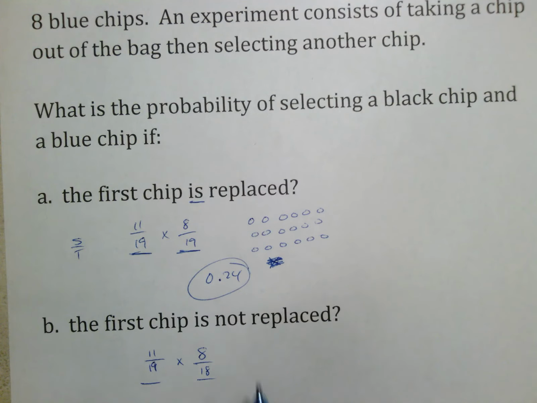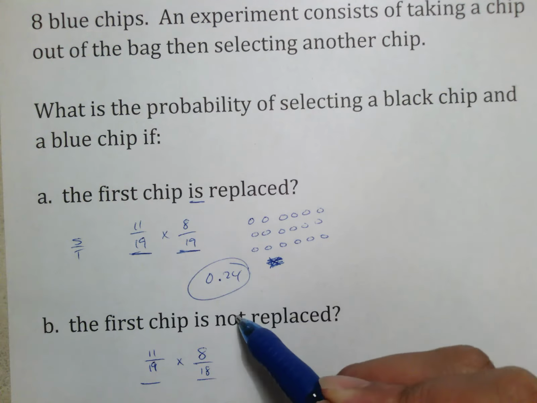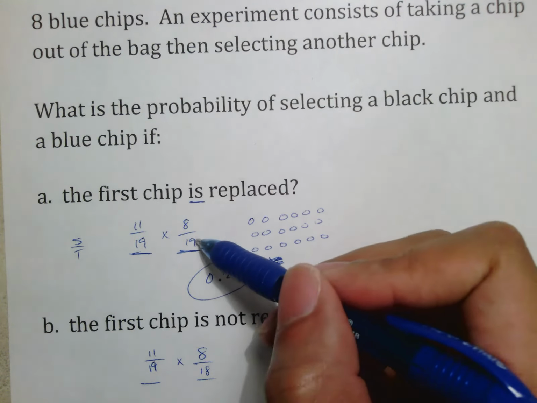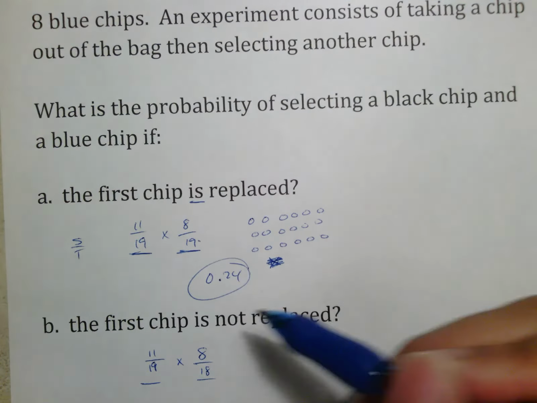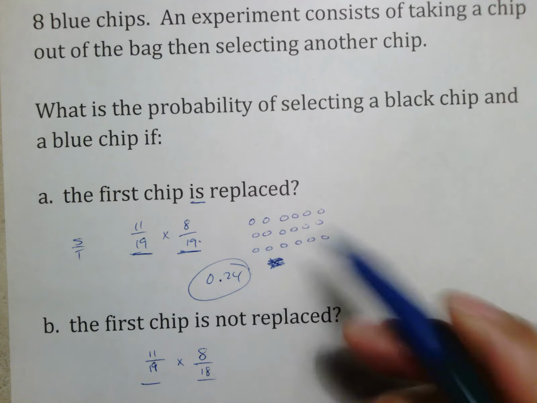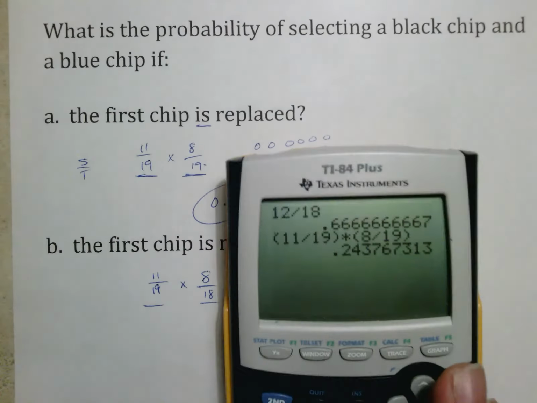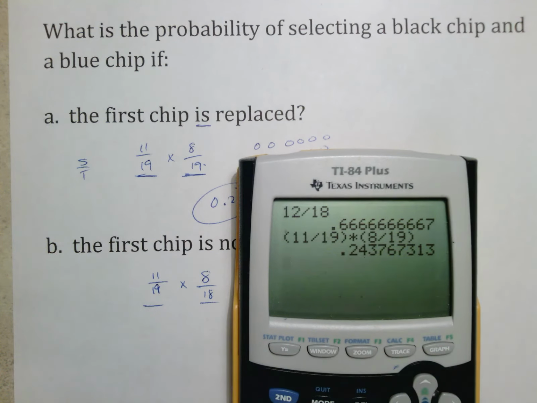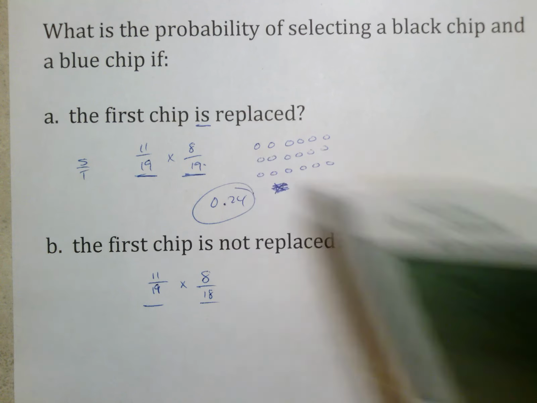Alright? So again, the difference between the two is that when it is replaced, the 19 stays 19. If I did not put the chip back, that means that there are only 18 chips in the bag on my second draw, and that is the difference that you need to make sure you understand. So what I'm going to do is cheat here and draw it back up and just turn this 19 into an 18, getting the answer of 0.26.